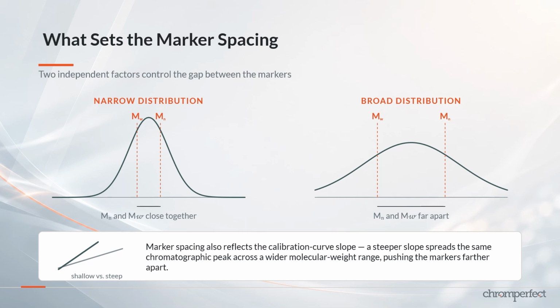The same effect can be observed when the slope of the SEC calibration curve changes. A calibration curve that converts a small time difference into a large molecular weight difference will increase the apparent spacing of the molecular weight averages. The marker spacing must therefore be interpreted in the context of both the chromatographic width and the calibration curve slope.